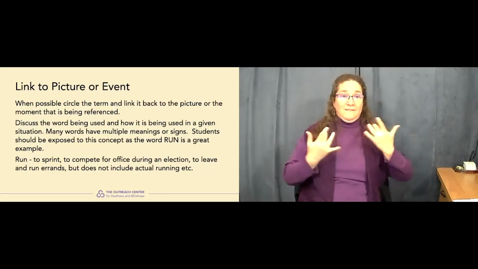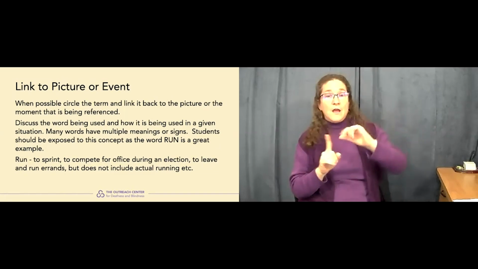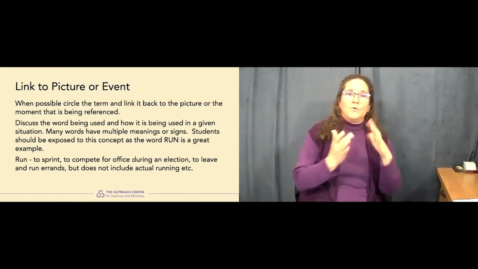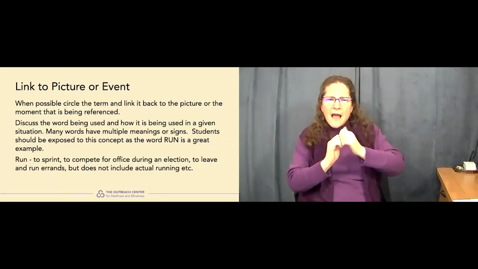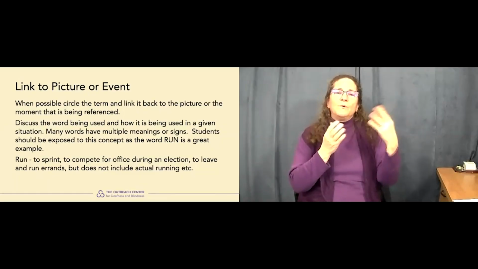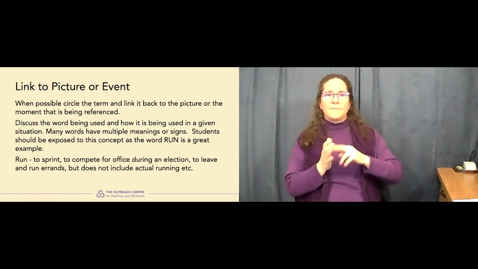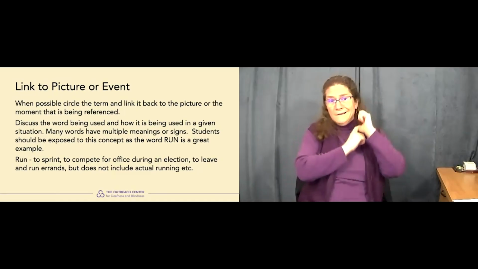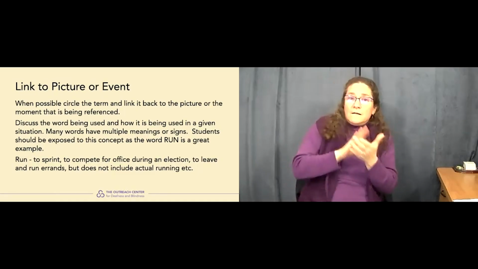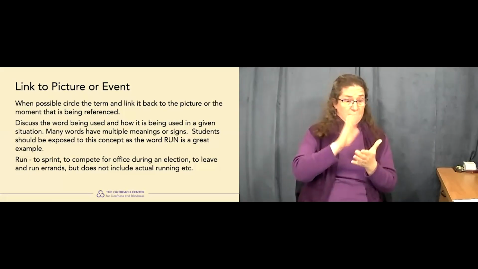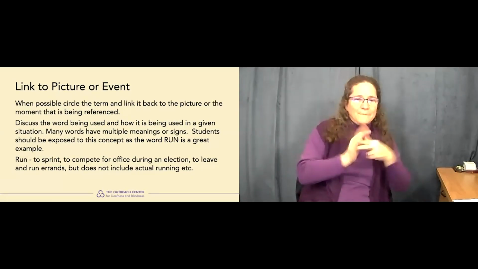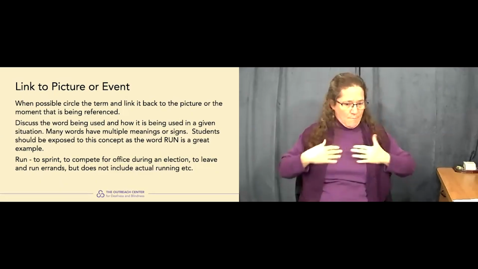Like I said, you want to link to the picture or the event. So when possible, circle back to the term and link it to the picture or the moment being referenced. Discuss how the word is being used, and make sure that you do multiple points of exposure, such as the word run. It can mean to run across the room, to sprint, to compete for office during an election, or to run errands, or motor running, which does not include actual physical running, but you want to make sure that the child knows all the different uses for run when you're doing that chaining and that linking of language.